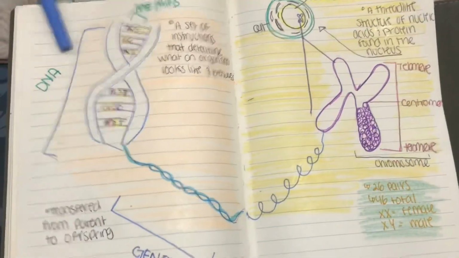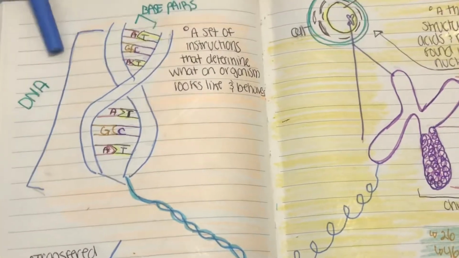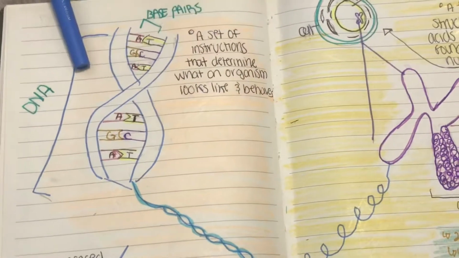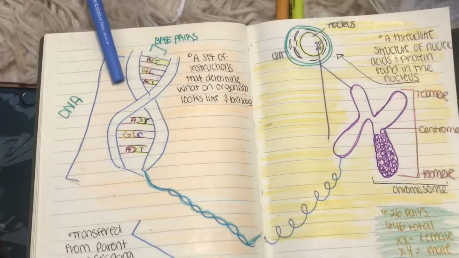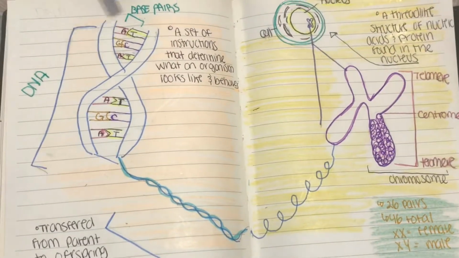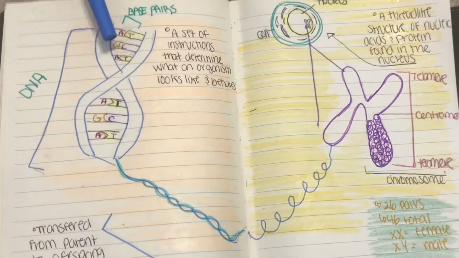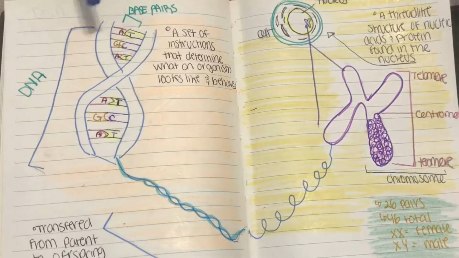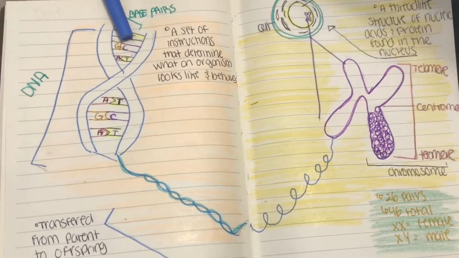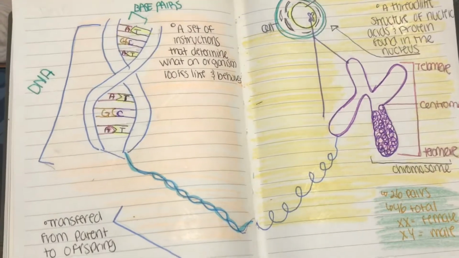Alright, starting off with DNA, this is what it looks like, and basically it's a set of instructions that determine what an organism looks like and how it will behave. It also gives instructions for us humans to make the proteins that make up our body. It consists of base pairs, as you can see here: A, T, C, and G. Adenine pairs up with thymine, and guanine pairs up with cytosine. And they just make up our DNA.